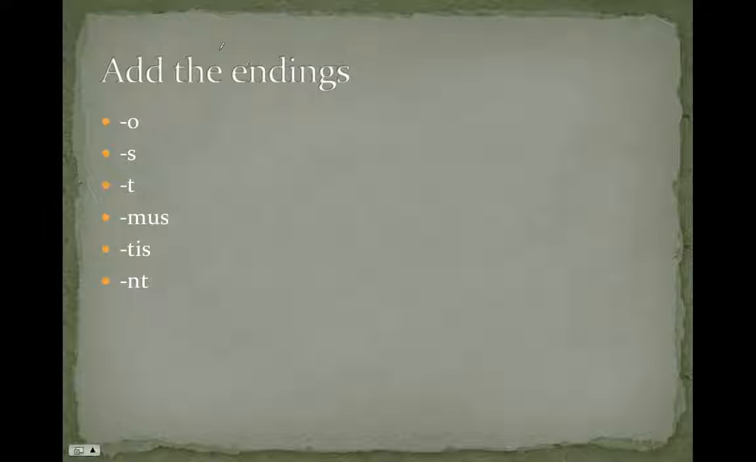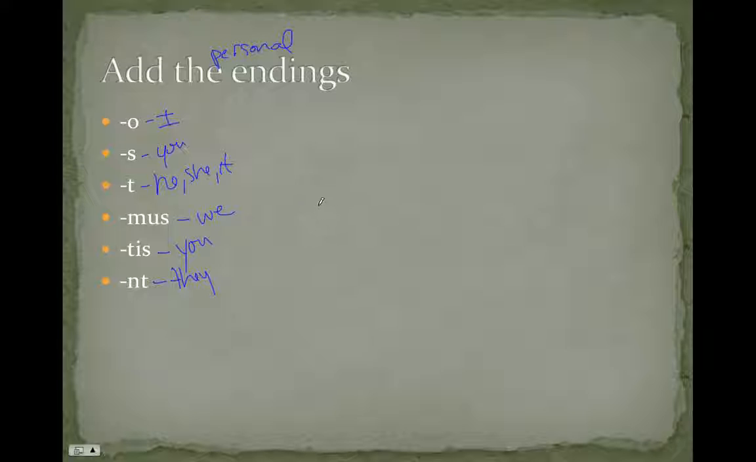These are the personal endings. And what I mean by personal endings is that these endings are going to tell us who's doing the action. So O is first person singular, I. S is second person singular, you. T is third person singular, he, she, or it. Mus is first person plural, we. Tis, second person plural, you. And nt, third person plural, they.